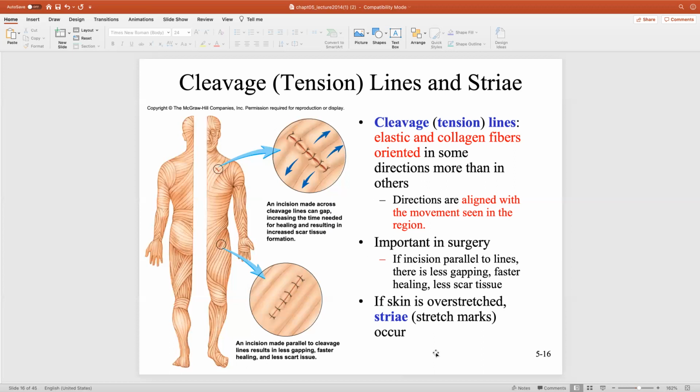Due to either working out too much and the muscle enlarges and the skin has to accommodate that larger muscle, and the only way it can do that is to stretch. Or you have a baby in utero and now the abdomen's growing pretty large, which causes stretch marks to occur in the abdominal region as well.